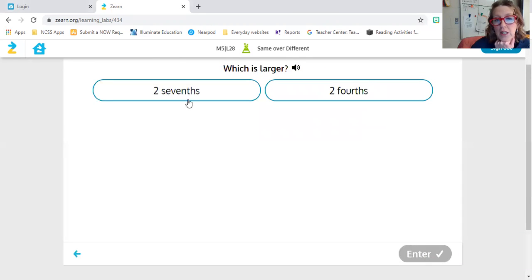Which is larger? Just looking, 2/7 and 2/4. Remember what we said. Which one of these numbers is larger, 7 or 4? Okay, so if 2/7, the pieces are much smaller because you have to divide more pieces in there. So 2/4 is larger.